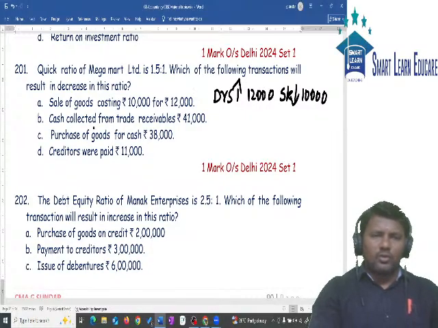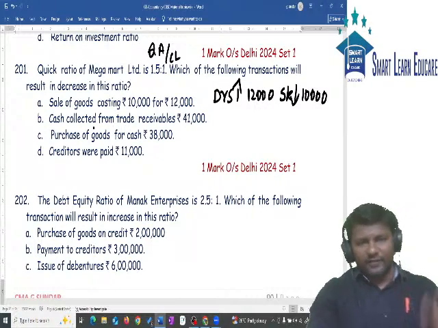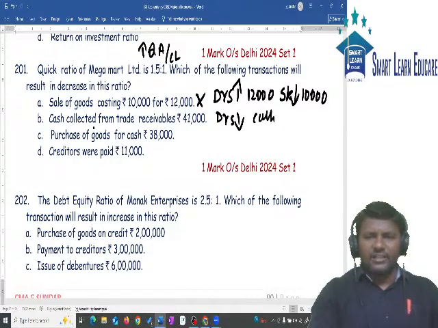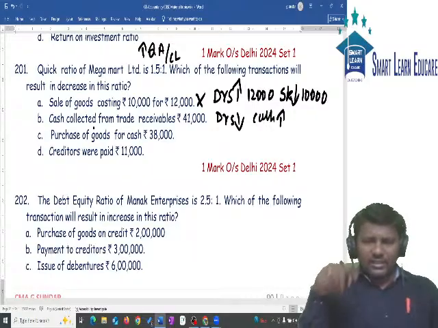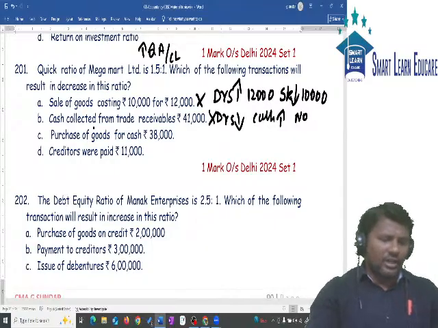It means quick ratio. What is the formula? Quick asset divided by current liability. When the numerator increases, your ratio will increase. So this is not the correct answer. Cash collected from debtor: debtors decrease, cash increases. So one asset decreases, another asset increases, meaning no change in asset. So this option is also not correct.